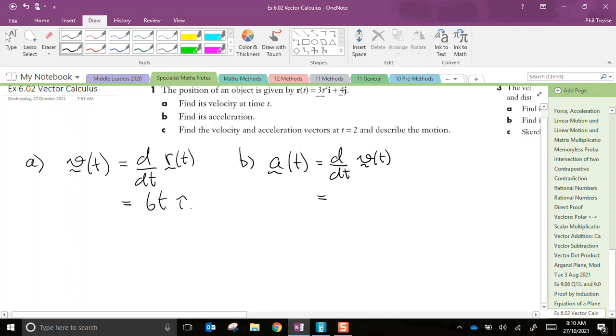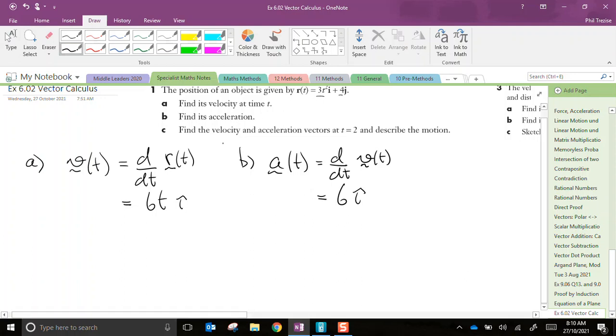Now we're taking the derivative of this function with respect to time. The derivative of 6t is 6, and that would be in the i direction. There was no j or k component. That's it. That's the acceleration.